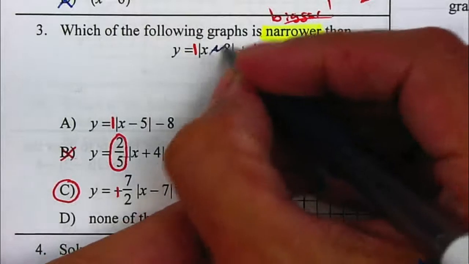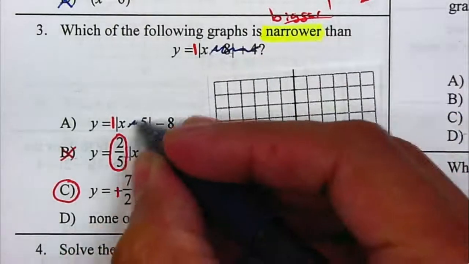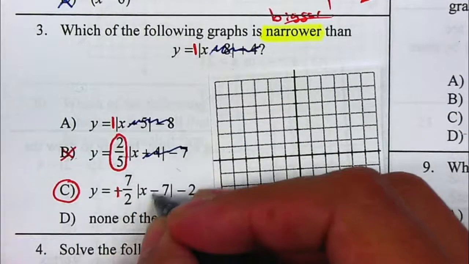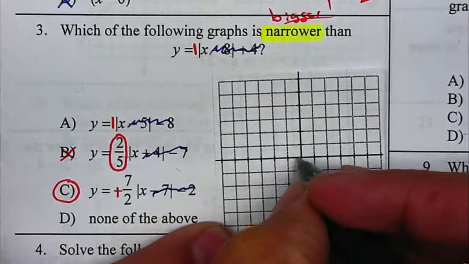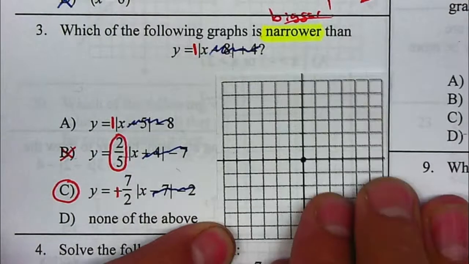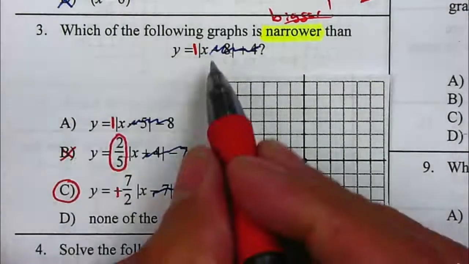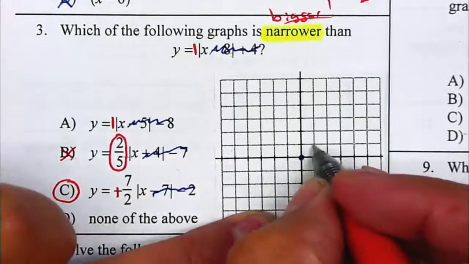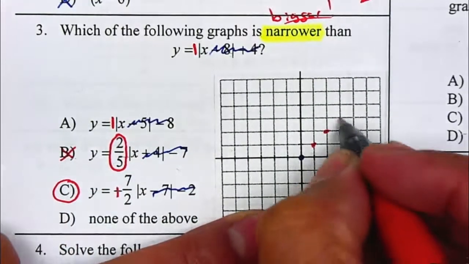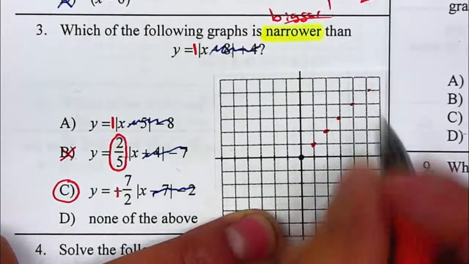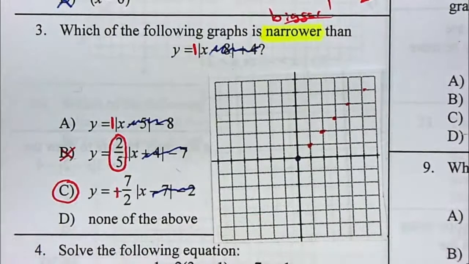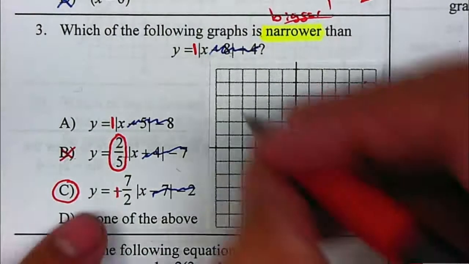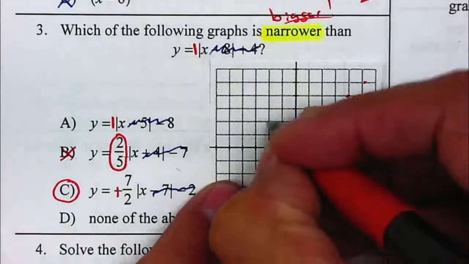So we are going to assume that the vertex is 0, 0, because otherwise we're not going to be able to compare. So the vertex for all of them will be 0, 0. Now, in this case, absolute value, we can treat this as the slope. So I can go up 1 and to the right 1, up 1 to the right 1, up 1 to the right 1. And we can do the same thing on the other side. Up 1 to the left 1, up 1 to the left 1.